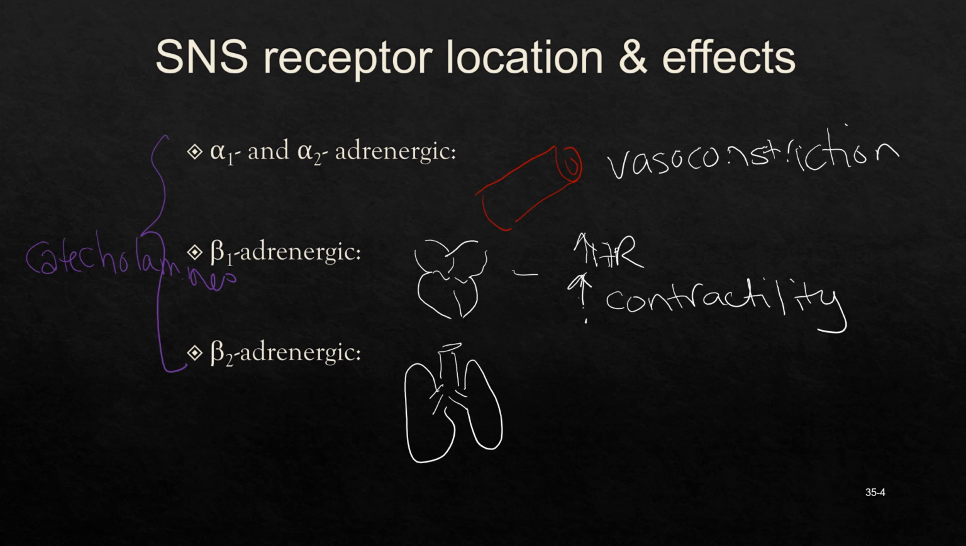So if your contractility is good, then it means that your ejection, or what's coming out of the heart, would be greater, and so that can potentially increase the cardiac output. And just because we've already listed it, beta 2 will cause bronchoconstriction, which is not really applicable to this lecture.